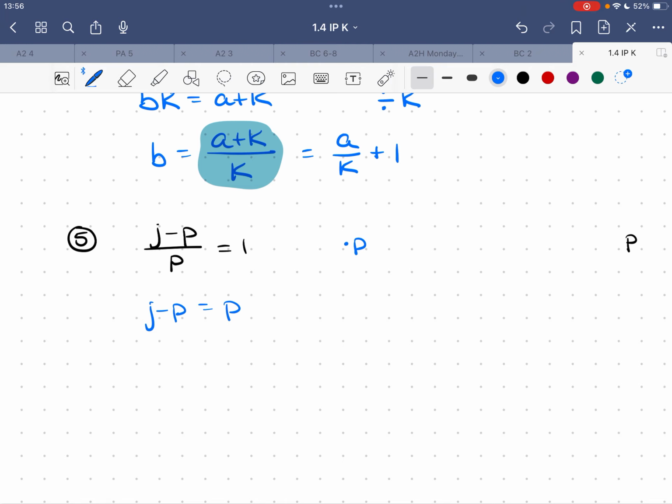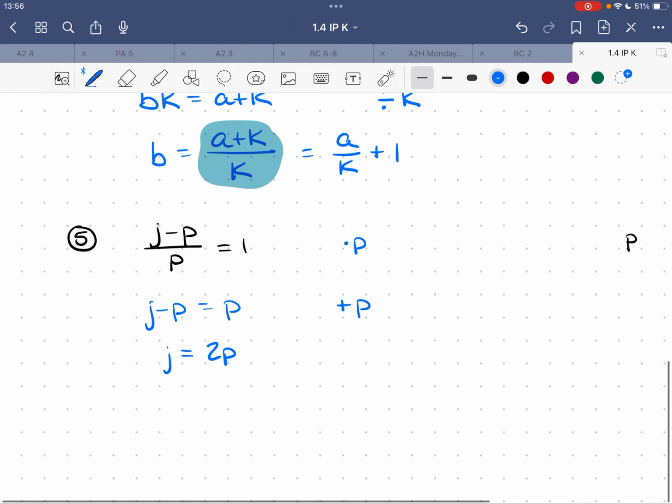And the next thing, I want to move all the p's to one side, so I'm going to add p on both sides. When I add p on the left-hand side, the p's disappear. When I add p on the right-hand side, p plus p equals 2p. And then the last step, solving for p, is just divide both sides by 2. So in this case, p equals 5g over 2.